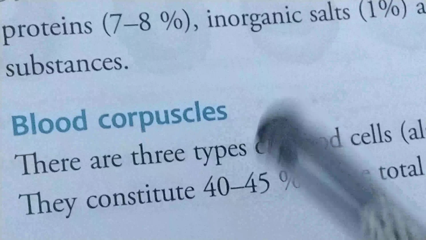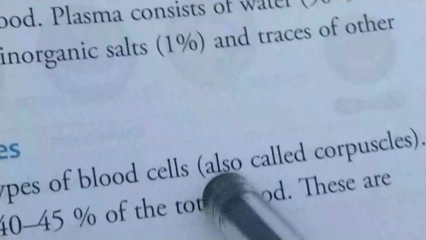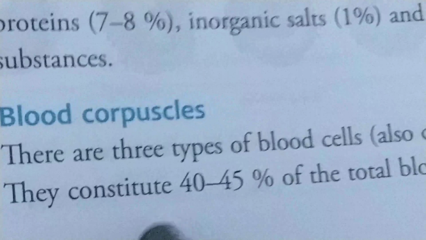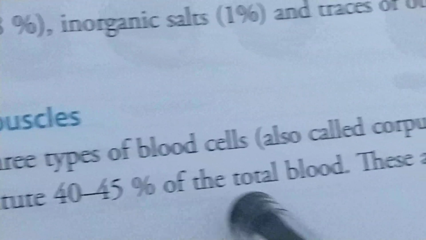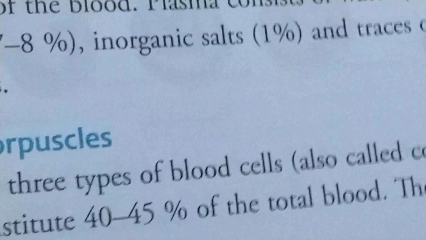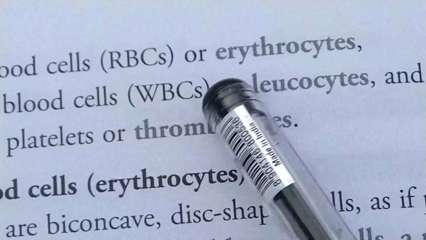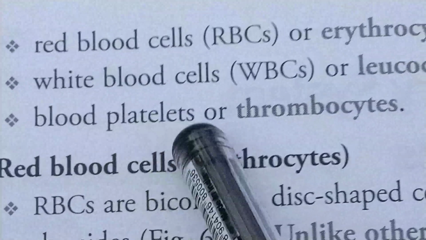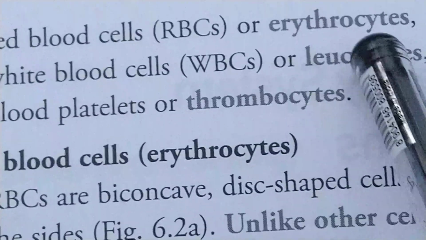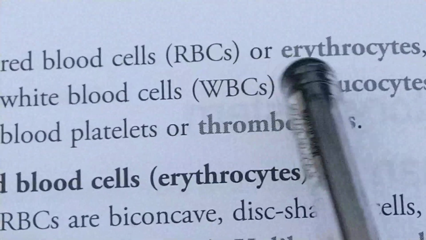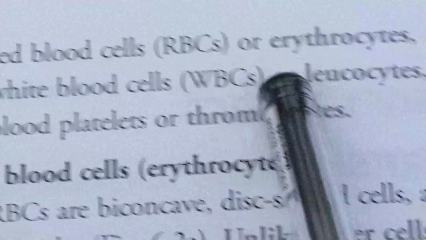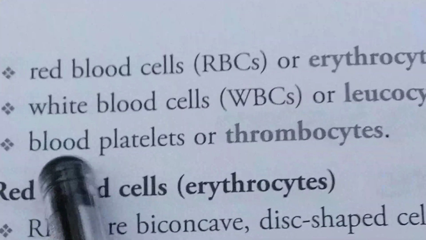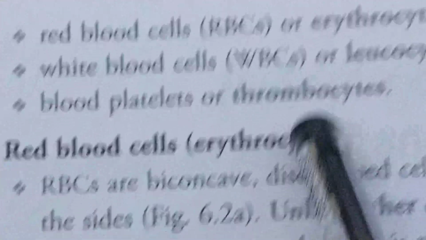Next, blood corpuscles. There are 3 types of blood cells, also known as corpuscles. They constitute 40 to 45% of total blood. These are red blood cells or erythrocytes, white blood cells or leukocytes, and blood platelets or thrombocytes. So pronunciation should be correct. Red blood cells or erythrocytes, white blood cells or leukocytes, and the blood platelets or thrombocytes.